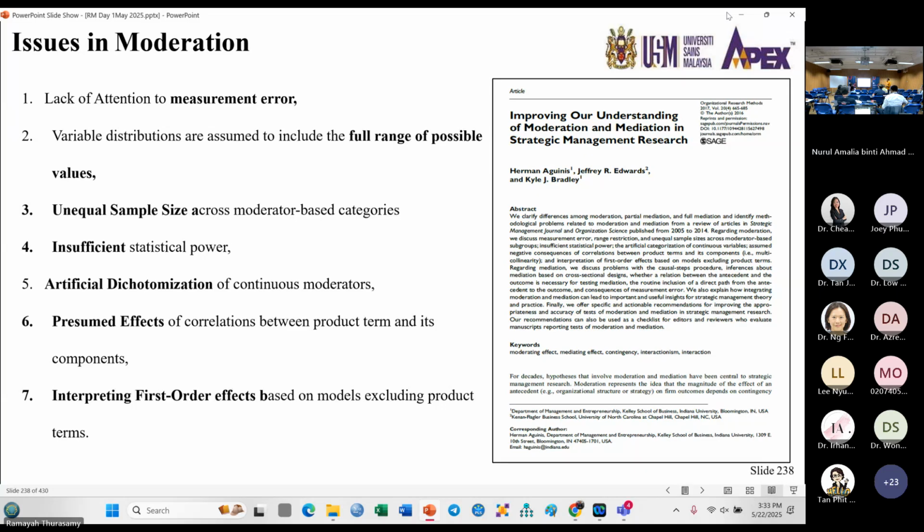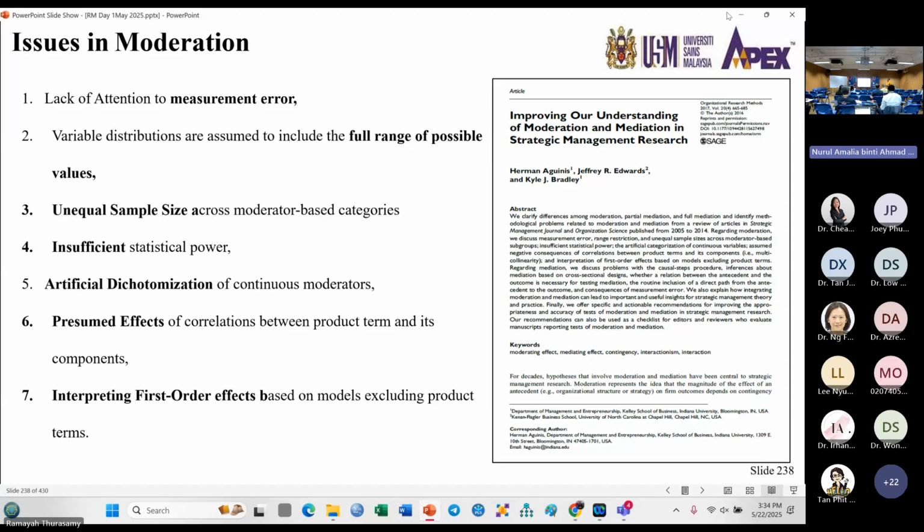Okay. Number three is when you do a moderator with a categorical variable like gender. By your gender, you're 90% female, 10% male. No need to do any comparison. The male group is too small. Each group must have a sufficient number. Not an equal number, but a sufficient number. You can do some analysis using G*Power. So this is another problem in moderator analysis.